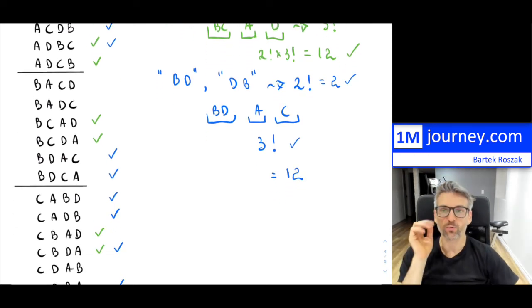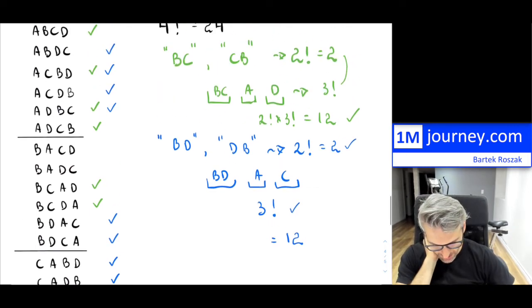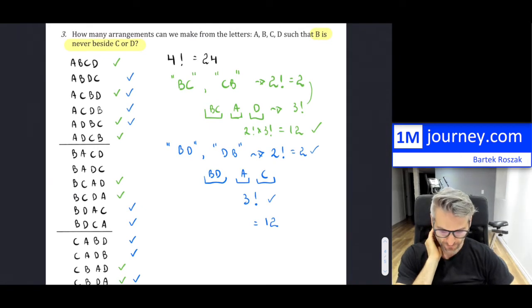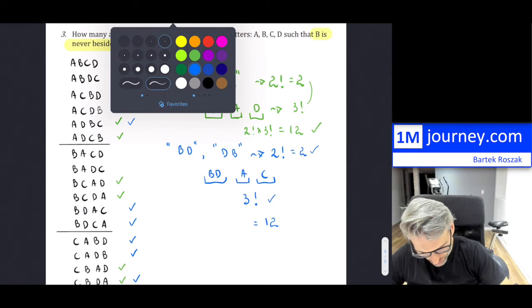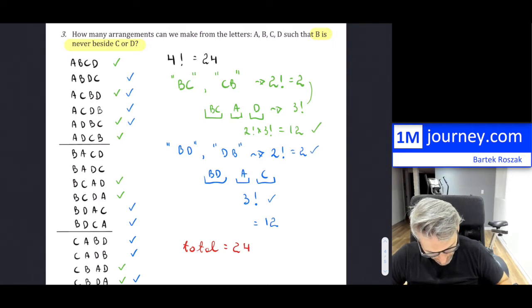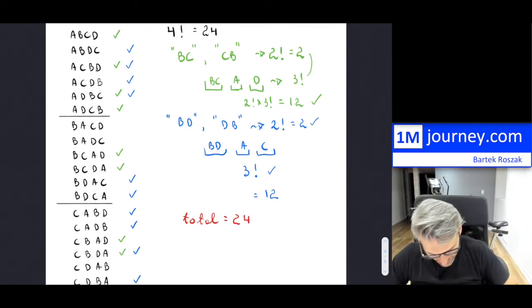Now, the reason why I wanted to show you this brute force is because oftentimes when students do this, the approach is, and it's a correct approach, to find the total number of arrangements. Well, in our case, it's 24. And then you would want to subtract.